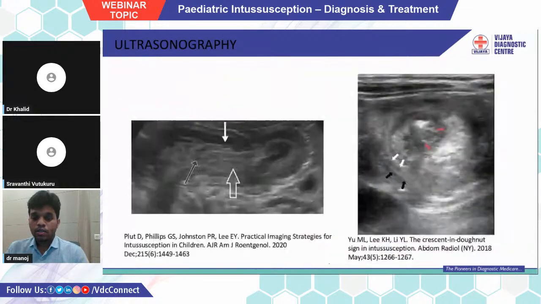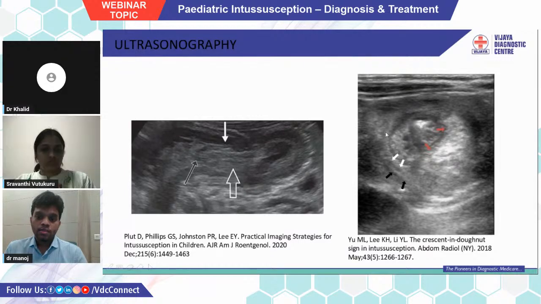While on the longitudinal section, we can see something called a pseudokidney appearance. And why does this resemble a kidney? That is because of the central mesentery, which looks like renal sinus fat. And the other sign is that of a crescent in donut sign. This is basically a crescent of the mesenteric fat located along with the bowel loop within the intussusceptum.